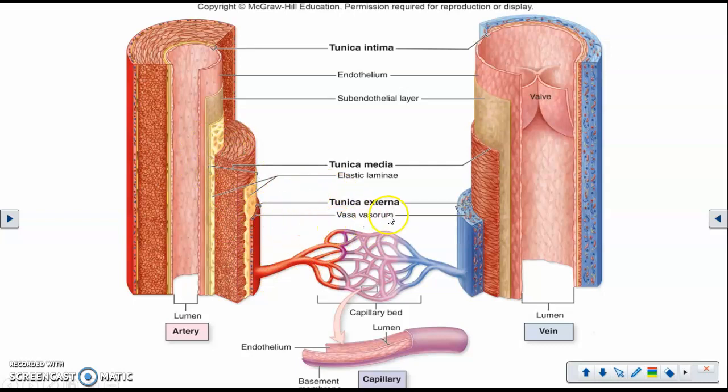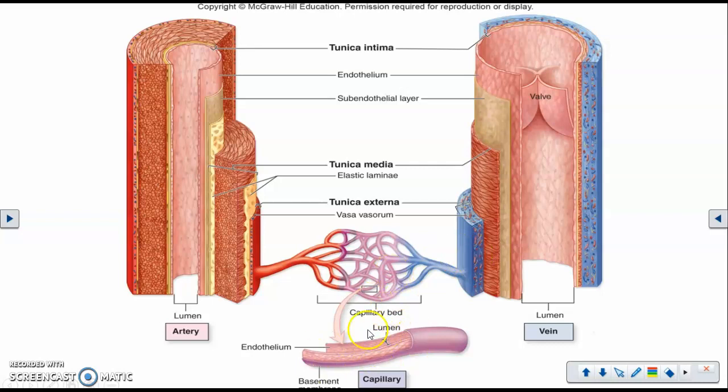There's also this thing called vasa vasorum. Blood vessels also need their own blood supply and also need to have their blood supply drained. And so vasa vasorum is actually the blood vessels for blood vessels. So you need oxygen, obviously. Arteries definitely need a lot of oxygen. Veins definitely need a lot of oxygen, as well as they need to be drained of that used blood. And so that's what vasa vasorum does.